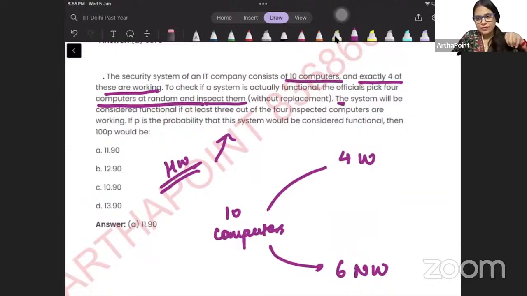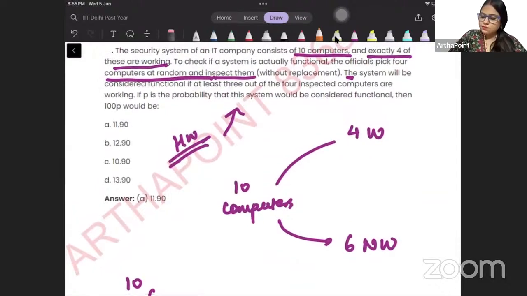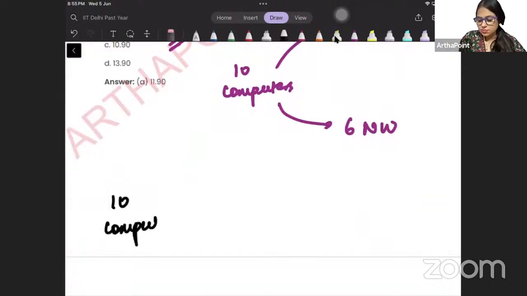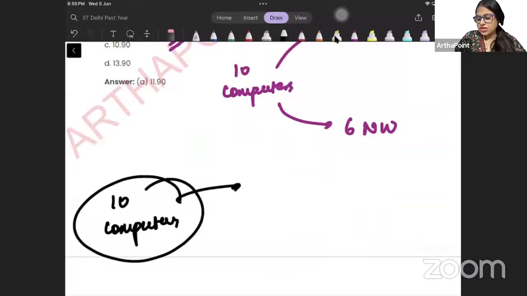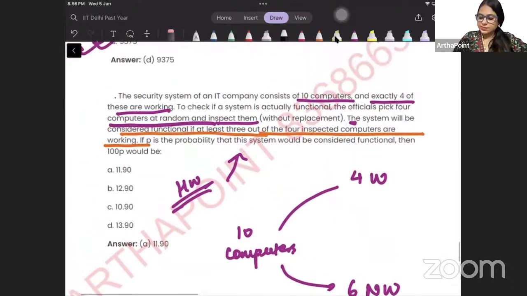So I pick up the first computer, I keep it aside. I pick up the second computer, I keep it aside. So it is without replacement. The system will be considered functional if at least 3 of the 4 inspected computers are working. So try to understand this thing. I have 10 computers. Out of these, I am choosing 4 computers. And I need at least 3 of them to be working. This is what it is saying, right?